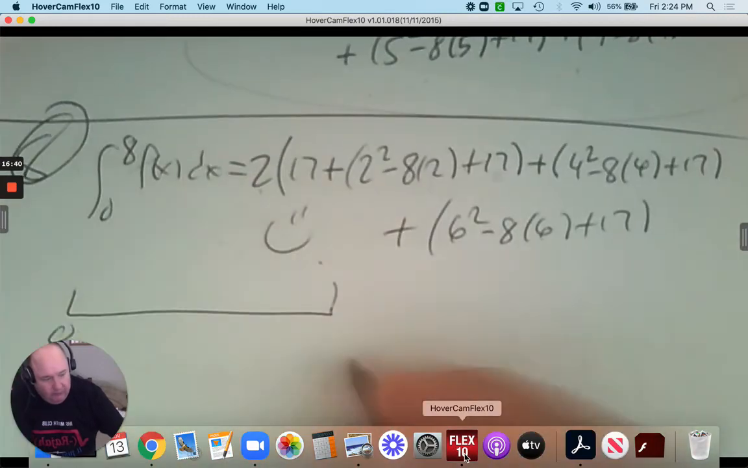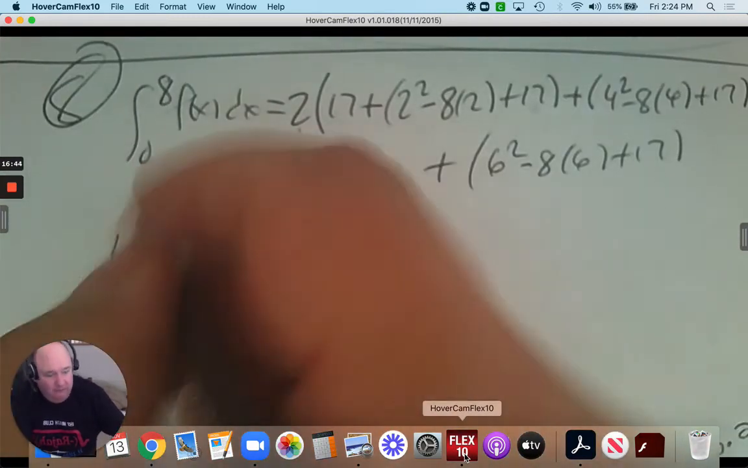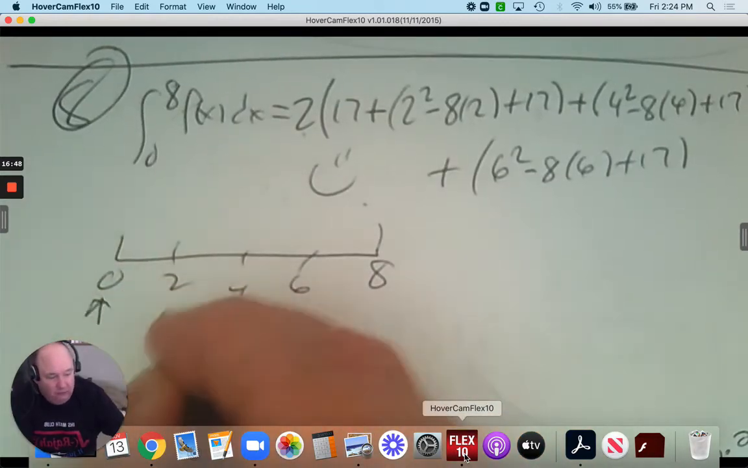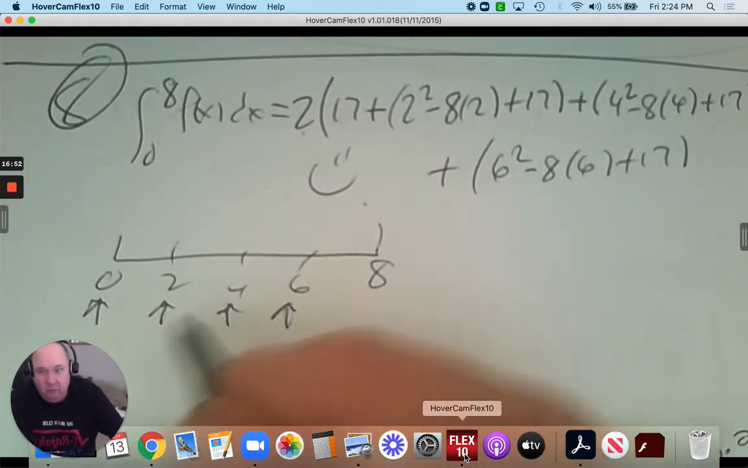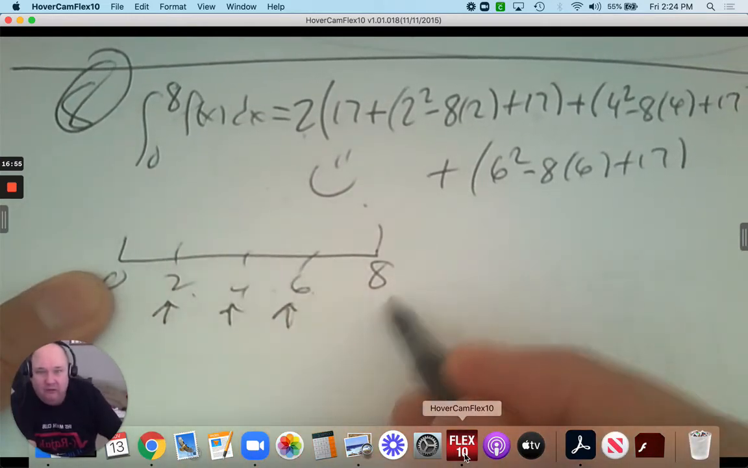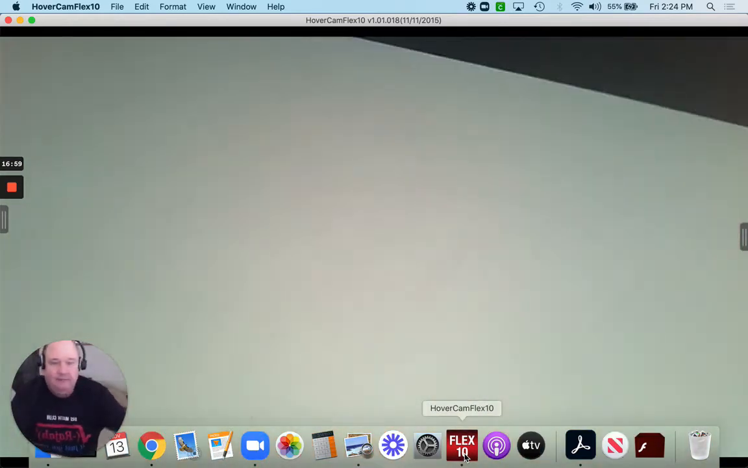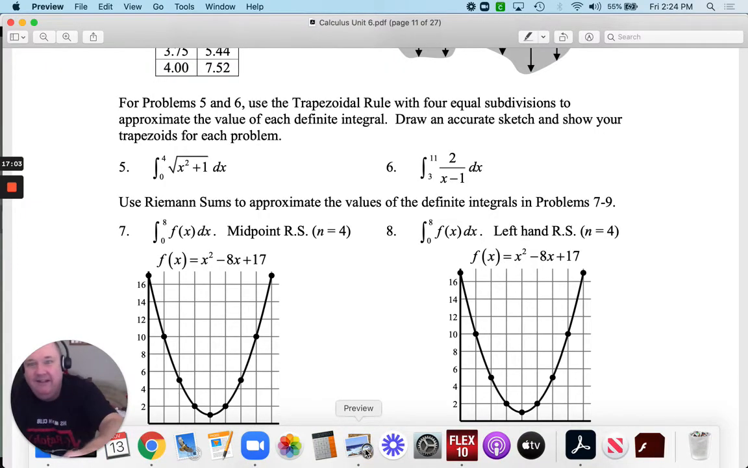Again, if you want to visualize it, counting by 2s, these are the bottoms of the rectangles. So left would use 0, then 2, then 4, then 6, and would not use 8. A right would use 2, 4, 6, and 8. Middle we just did, and so on. Okay, number 9. Keep trying to do better. Number 9.